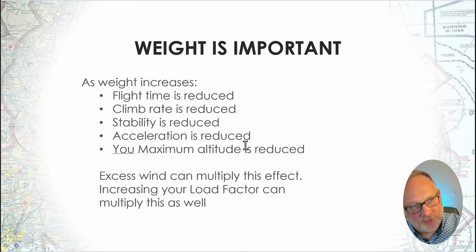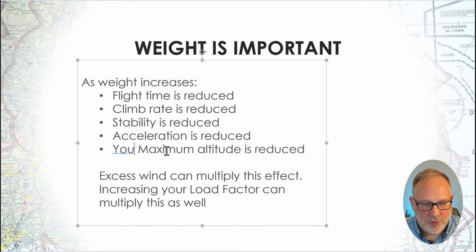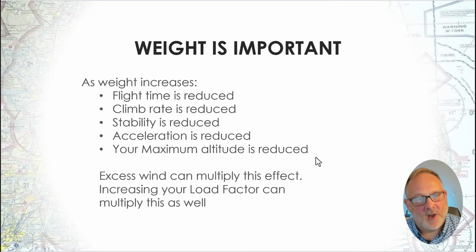Acceleration is reduced. If you try to shoot the drone forward, it's just not going to happen as fast because it's heavier. It makes sense. And your maximum altitude is reduced as well. You can't go up as high. I mean, theoretically, you're still going to get to 400 feet, but just understand that the heavier things are, it's going to dull everything down and make things more difficult. Excess wind can multiply this effect, and increasing your load factor can multiply this as well. So you've got a lot of wind blowing, and it's a heavy drone, it's really going to be like stuck in a swamp.